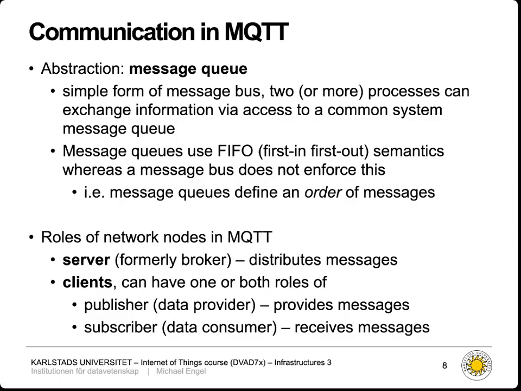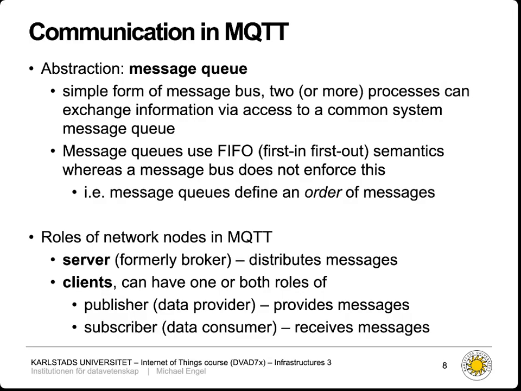So a network node in MQTT can have one of several roles. We can have servers, and this is what was formerly called brokers, and in general you still also find it named broker. A server or a broker is responsible for distributing messages over the network. This is something like an abstract version of an internet router which works on an application level instead of an IP level protocol.